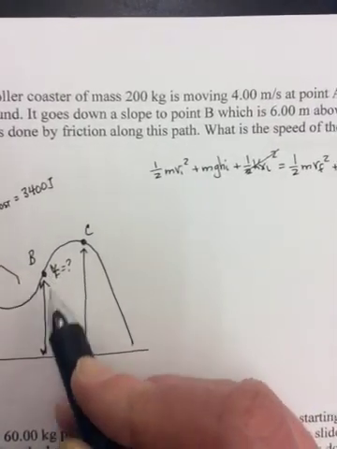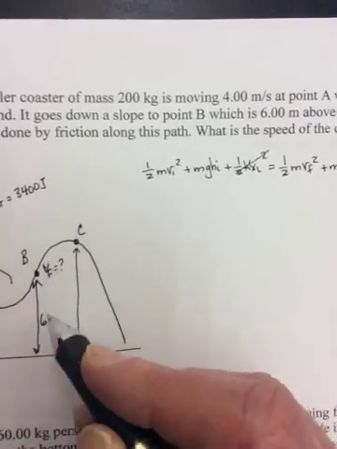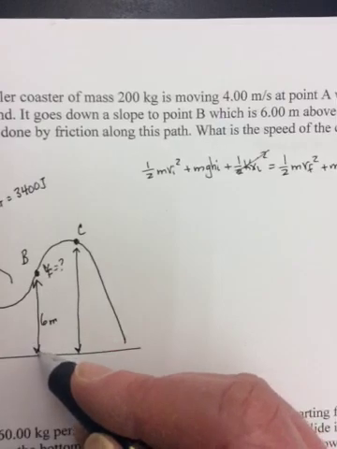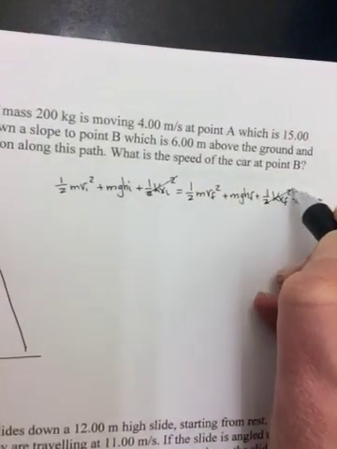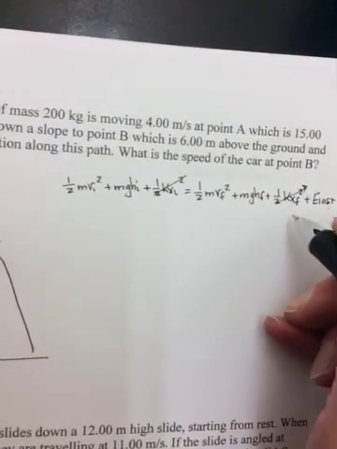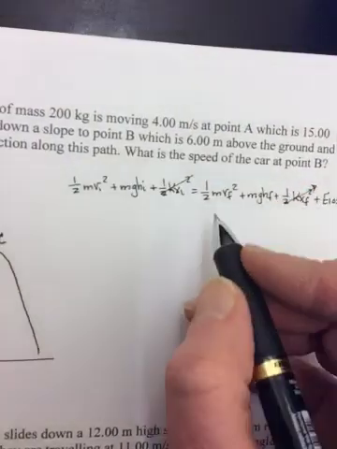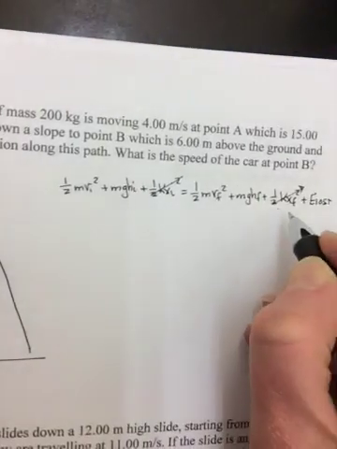Here at point B, definitely a speed, because that's what we're looking for. Definitely a height, because they tell us it's 6 meters. And it tells us E lost. So the only thing we don't have is 1/2 kx squared. Okay? And so now we're going to rearrange.